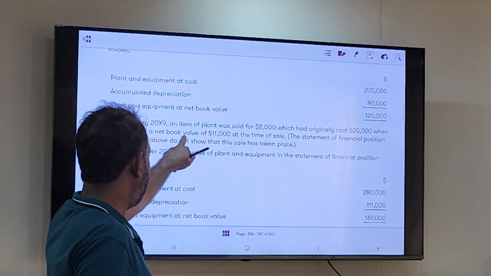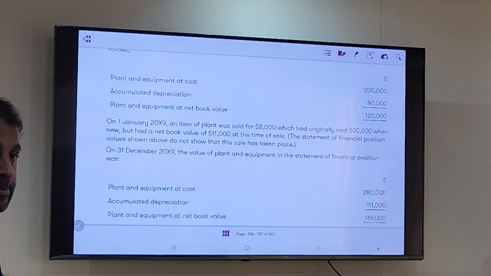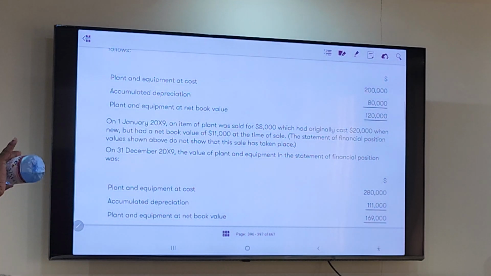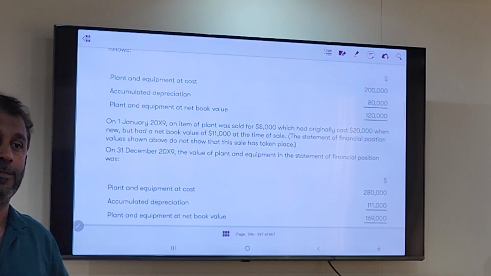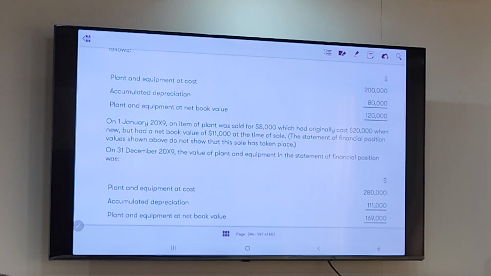But they gave you this information. What's that? Net book value. Do you know the equation for net book value? Now depreciation 9,000. So tell me what is the equation for net book value? My question is, what is the equation for this? Net book value is equal to what? Cost minus accumulated depreciation. Cost minus accumulated depreciation is the net book value.